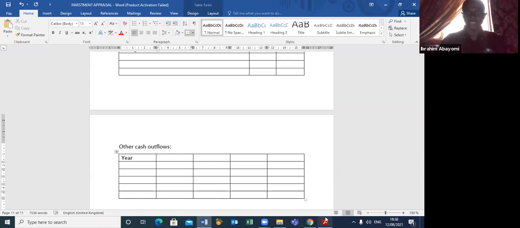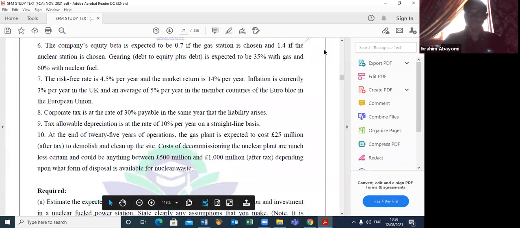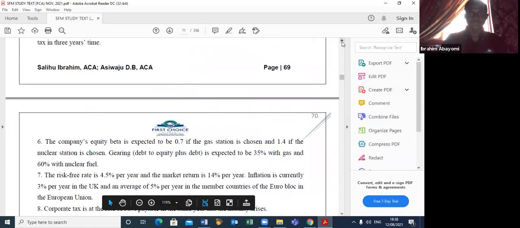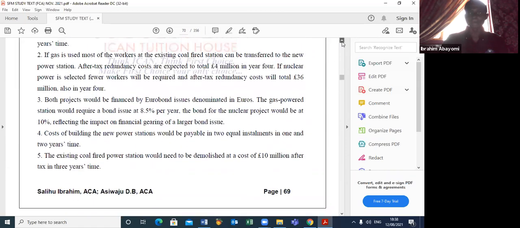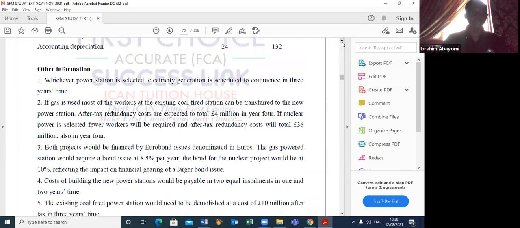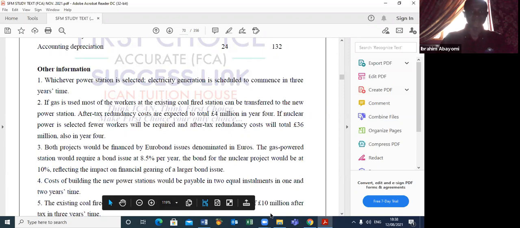Let's go to note 1. Note 1, whichever part, we don't have cash flow in that. Note 2: if gas is used, most of the workers at the existing coal power station can be transferred to the new power station. After tax, redundancy costs are expected to be 4 million. In which year? In year 4.